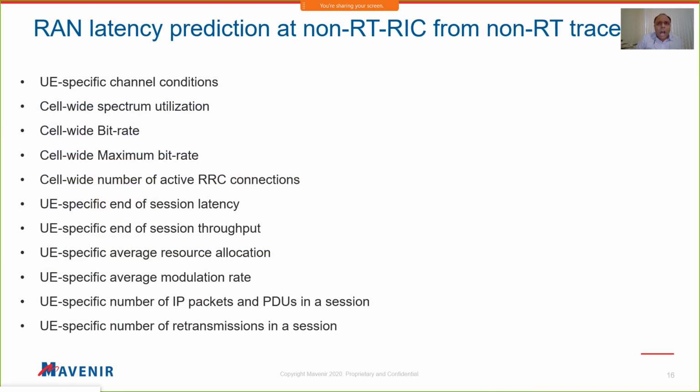Now let's look at some examples of how we can predict RAN latency from trace data in the non-real-time RIC. The non-real-time RIC gets some of the following trace information from the underlying baseband units over the O1 interface.